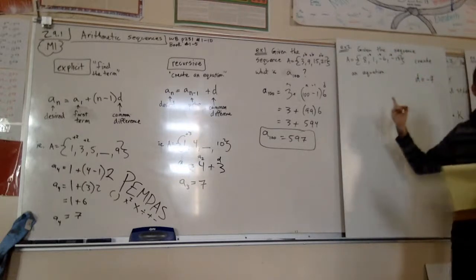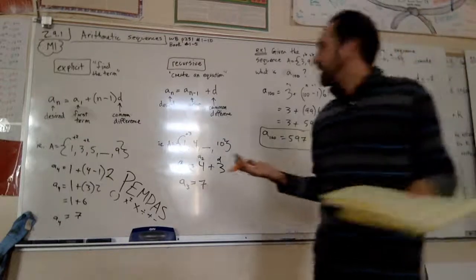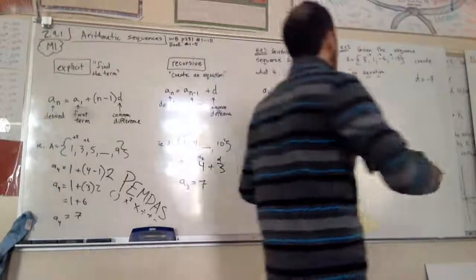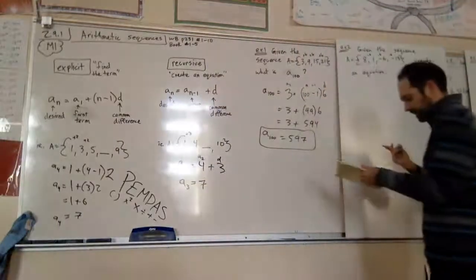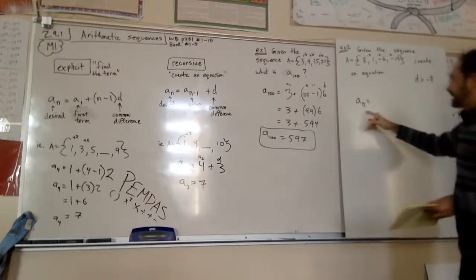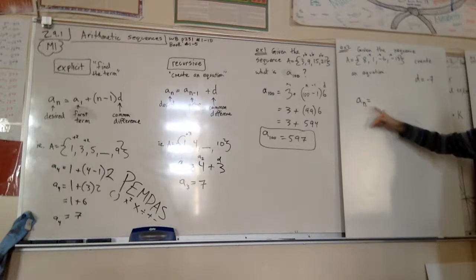Now, in this example too, is it asking us to find the 30th term? No. It's asking to what? Make an equation. So when you're making an equation, essentially you're setting it up like this. You're going to go, all right, I don't know what term I'm looking for, but if I set up my equation, I could then look for any term because I'd have an equation set up for it.